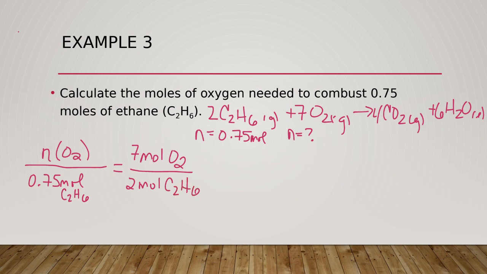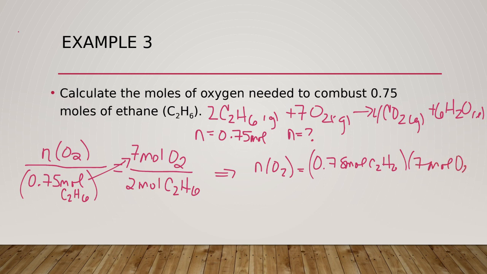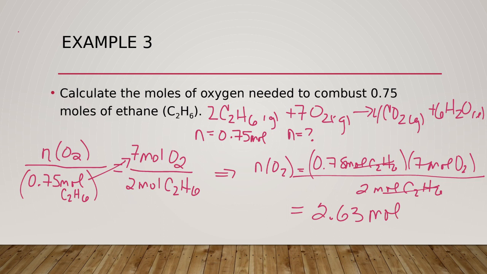Again, just setting this up and solving for the unknown. So we're going to take our denominator down here. We're going to cross multiply it by 7, divide it by 2, and I'll just set this up for you over here, just in case anybody needs help with that. So we're going to take that denominator, so 0.75 moles of C2H6, and we're going to cross multiply it by 7 moles of O2, and then divide by 2 moles of C2H6. This allows my moles of C2H6 to divide out, cancel out. And when I do this math, I end up with 2.63 moles of oxygen, and rounded to sig figs, I should have 2.6 moles.